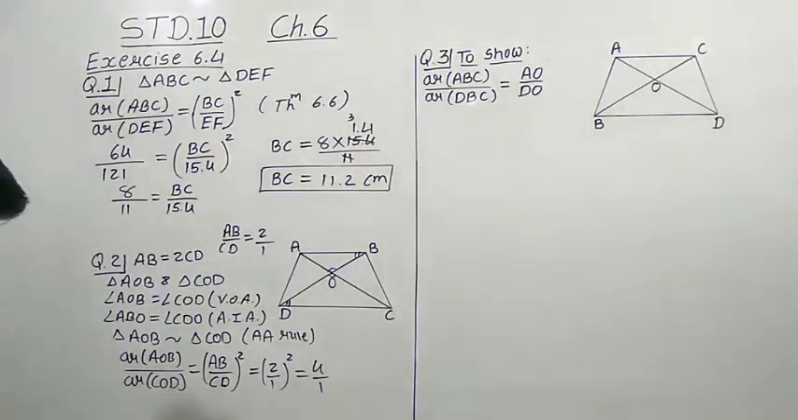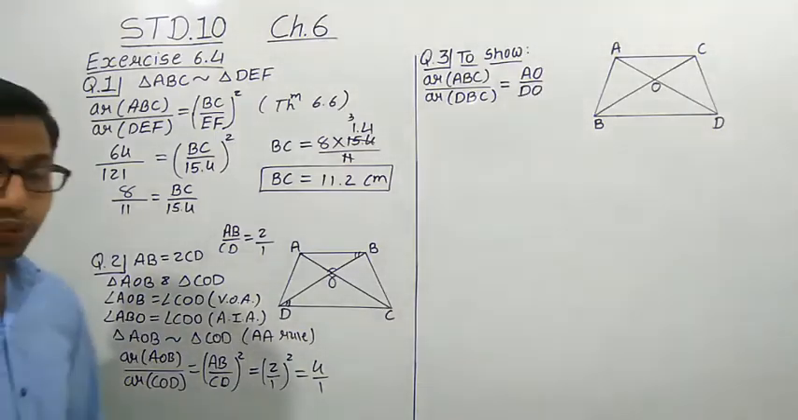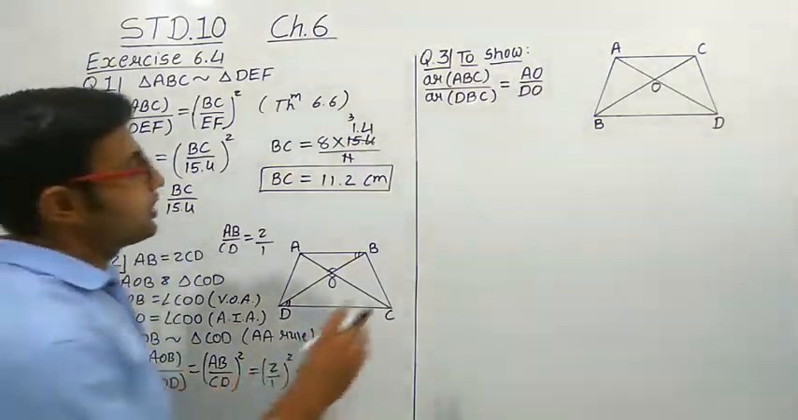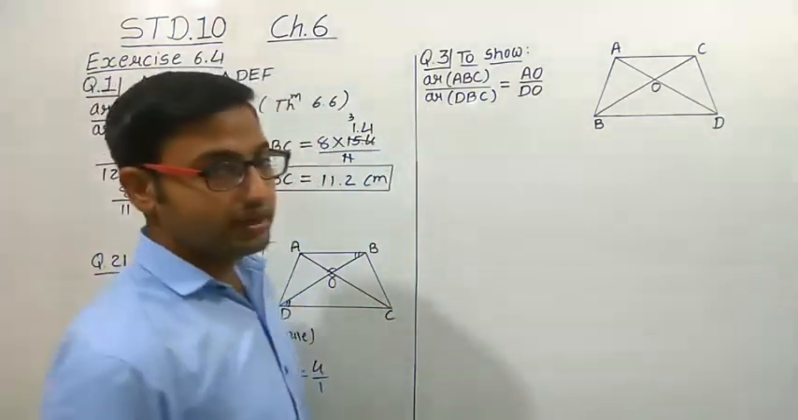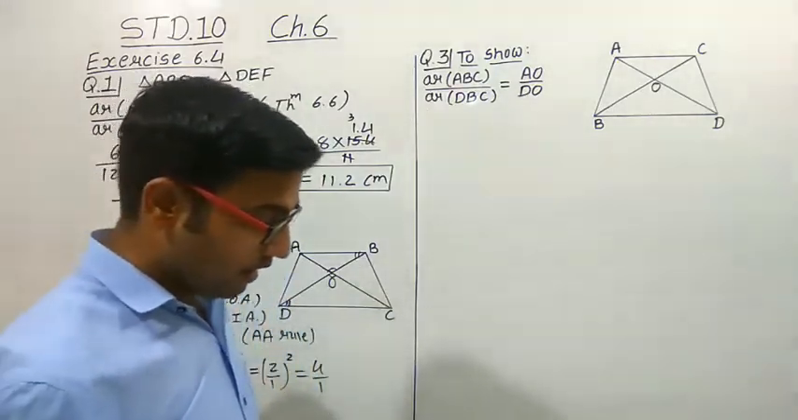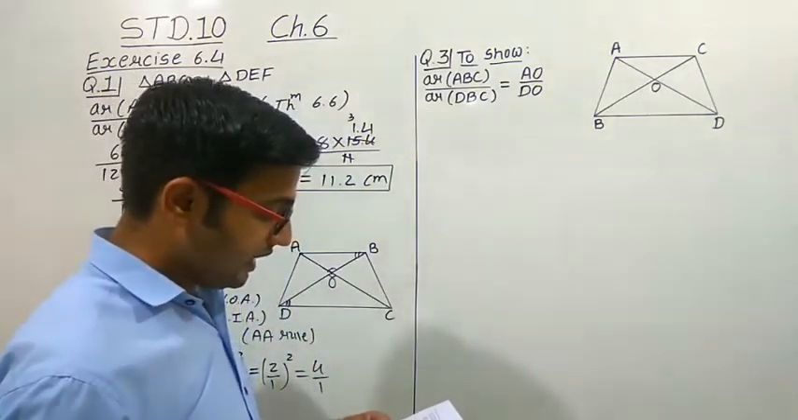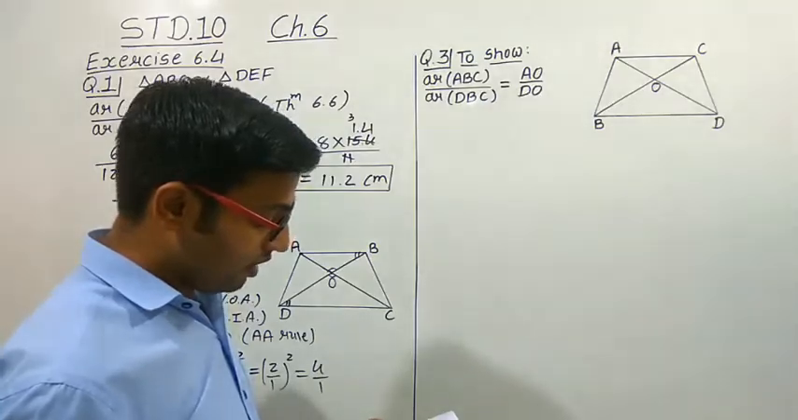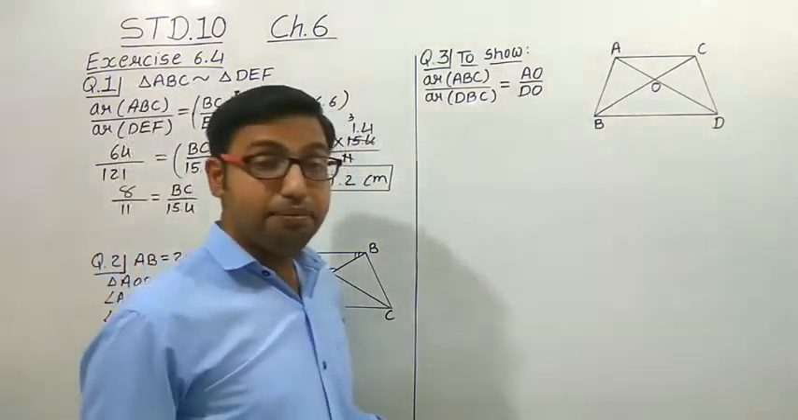So this is how we can solve this question number 2. Okay, let us continue with question number 3. Here we have been given a figure, that is ABC and DBC are two triangles on the same base BC.